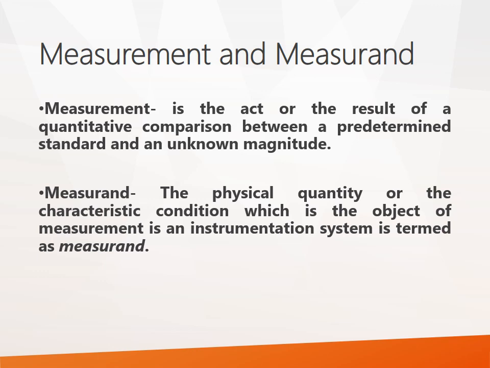Measurand. Measurand is the physical quantity or the characteristic condition which is the object of measurement in an instrumentation system. So measurand, in short, we can say it is the physical quantity to be measured, like length is the measurand, and the process of measuring length is known as measurement.